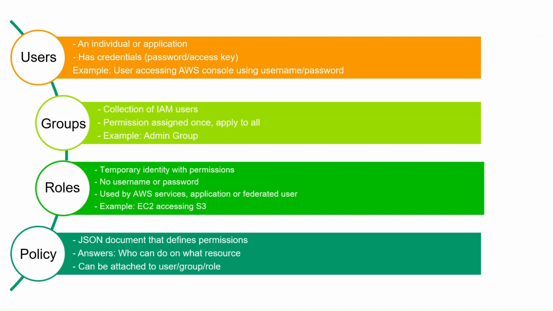A policy is a JSON document that defines the permissions. It basically answers who can do what on which resources, and it can be attached to a user, group or role. So you can attach a policy to a user directly, to a group, or to a role. It has the details of what permissions are allowed, or you can also deny permissions as well. Now we'll have a walkthrough of the console. We'll see AWS IAM, how we create a user, and all the points we discussed.